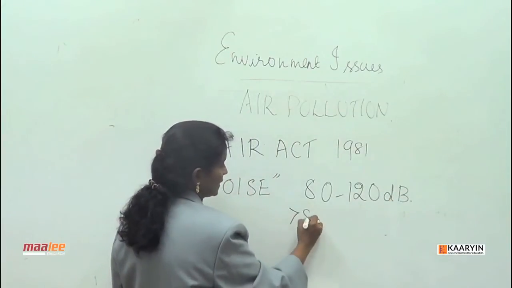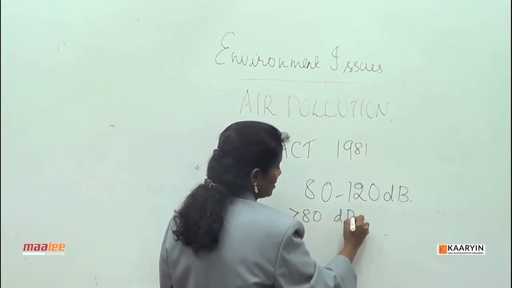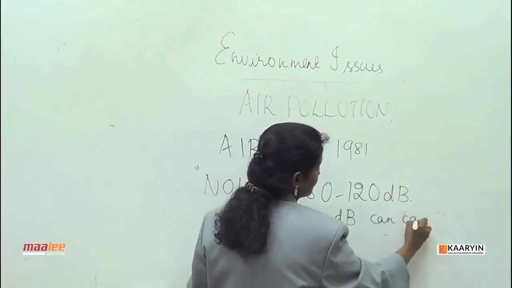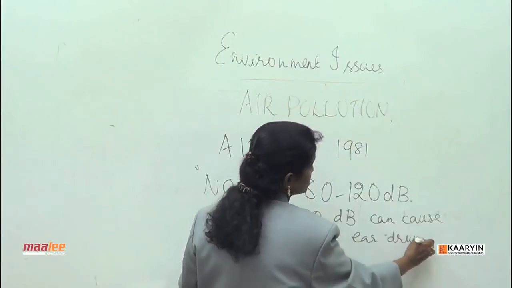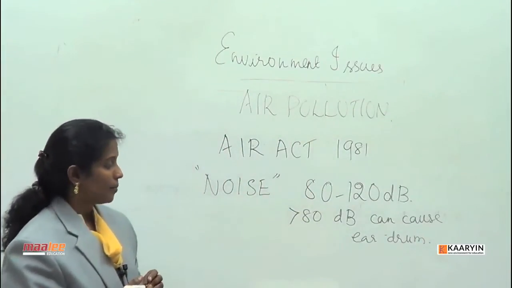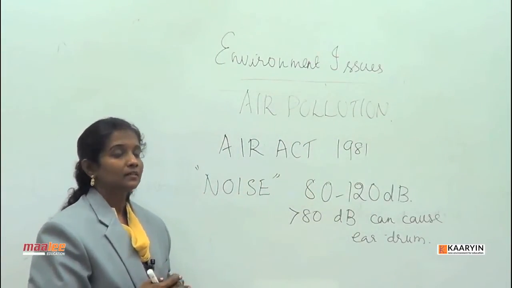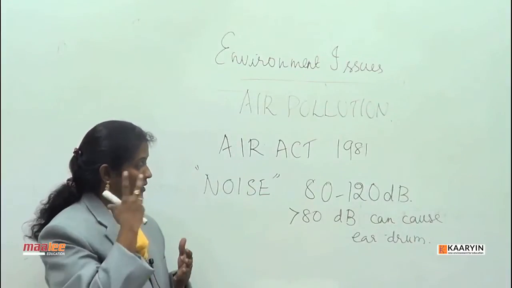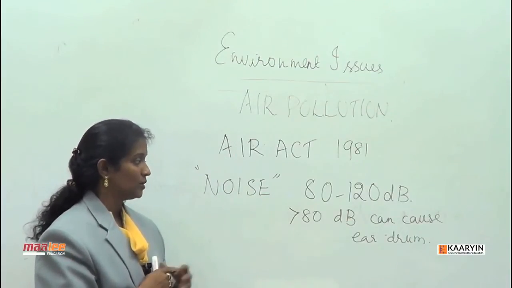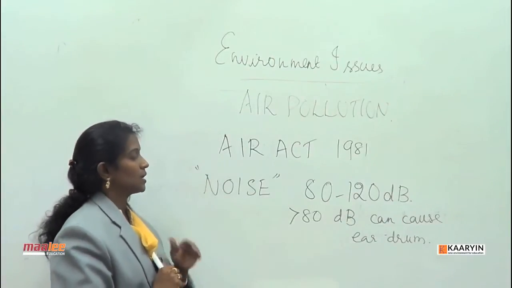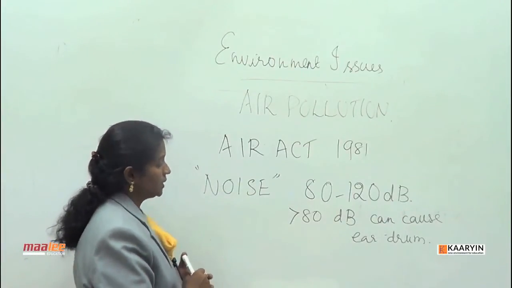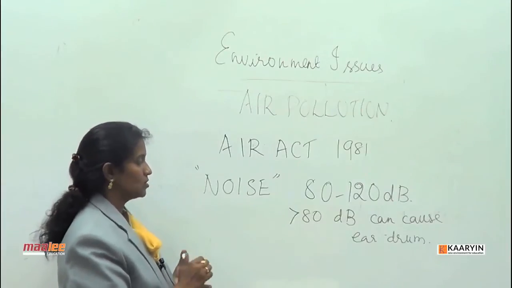Going greater than 80 decibels can harm the ear canals and eardrum, and it can also result in nausea, vomiting, and sometimes irreparable damage to the eardrum if it goes beyond 120 decibels. So, noise is also considered part of air pollutants in the Indian context.